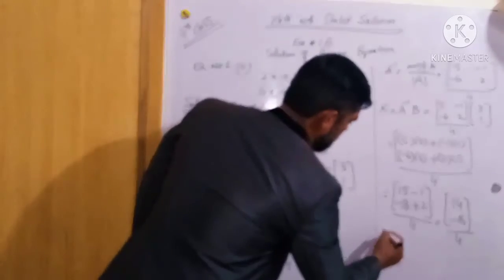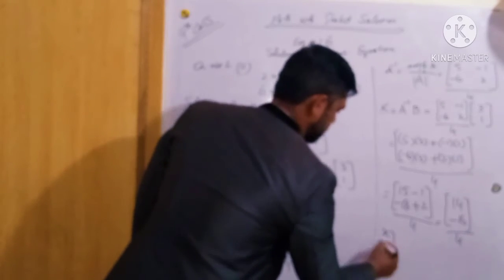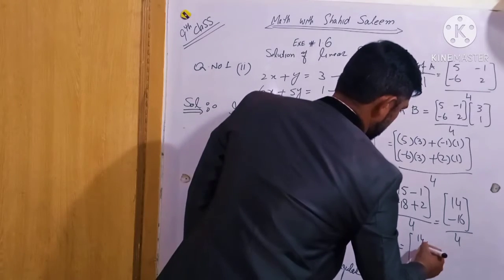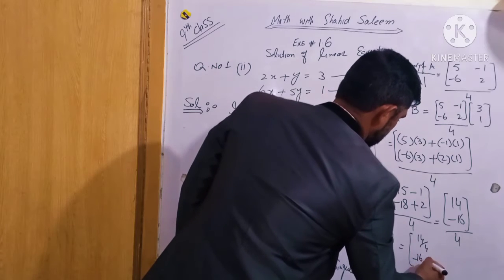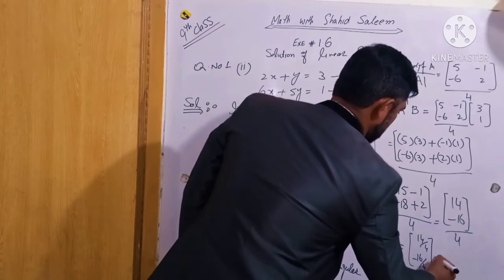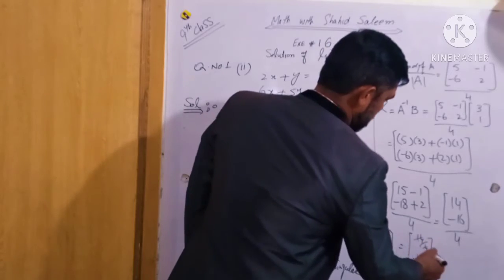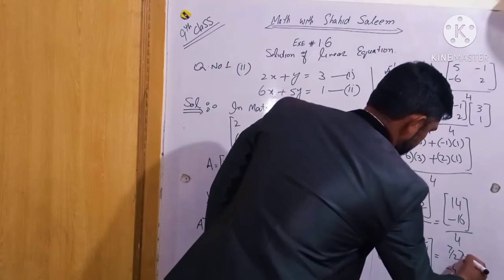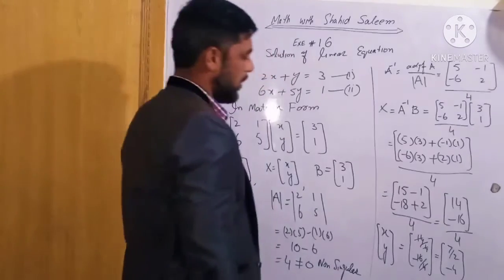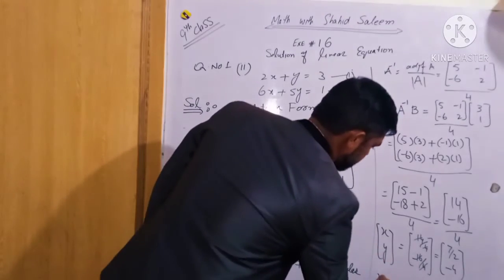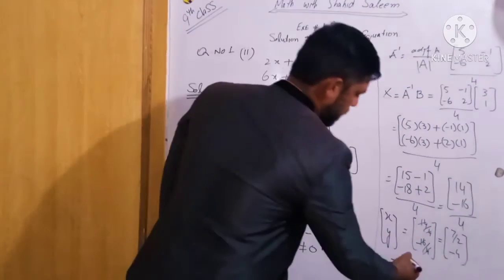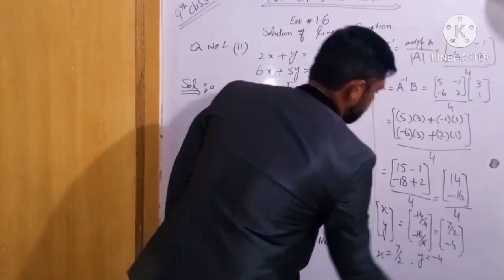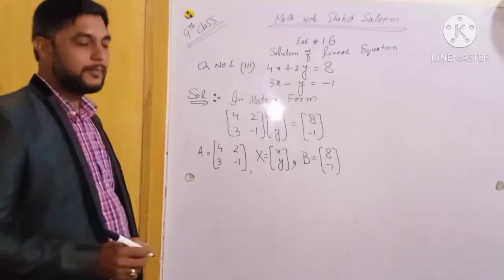Here X equal to [x; y], and this is equal to 14 over 4 and minus 16 over 4, which is equal to 7 by 2 and minus 4. So comparing these two matrices, we find x equal to 7 over 2 and y equal to minus 4, which is the required answer.